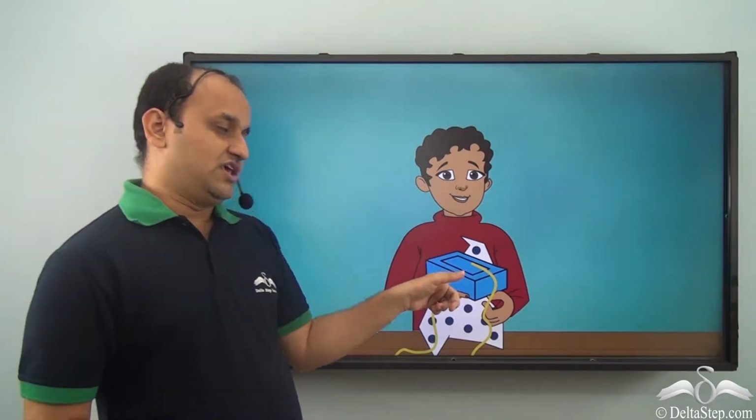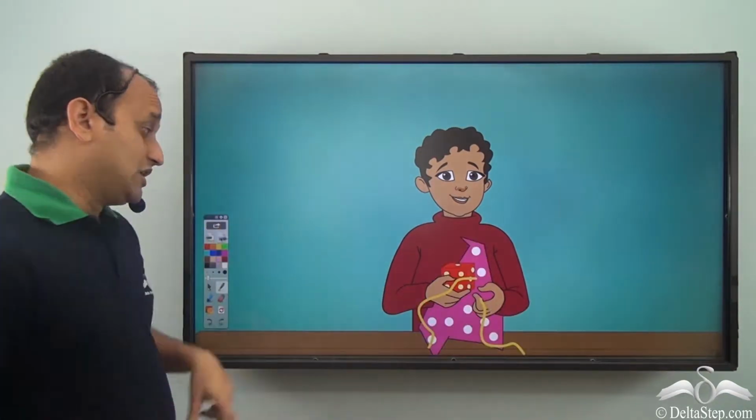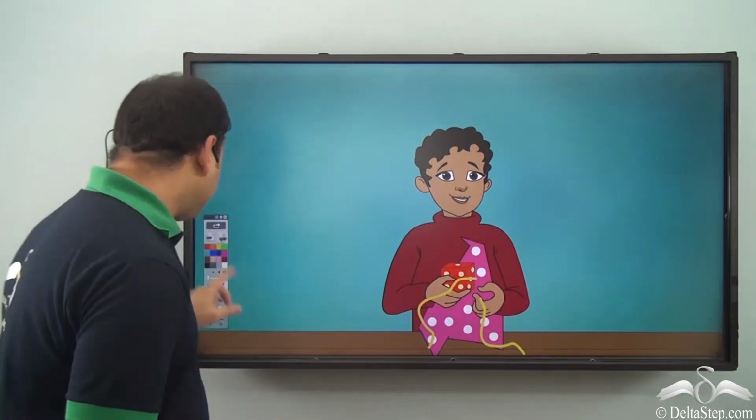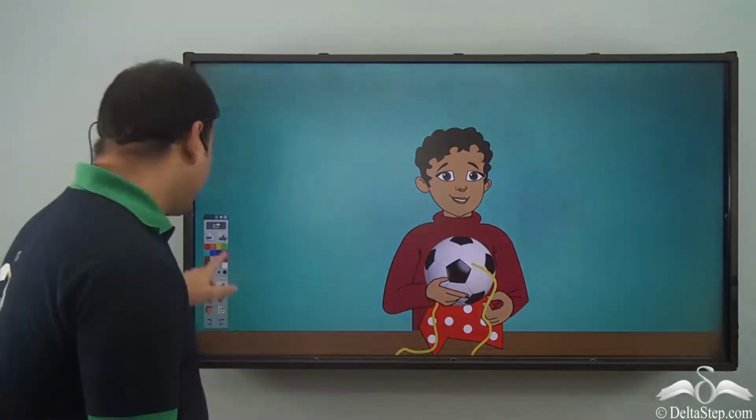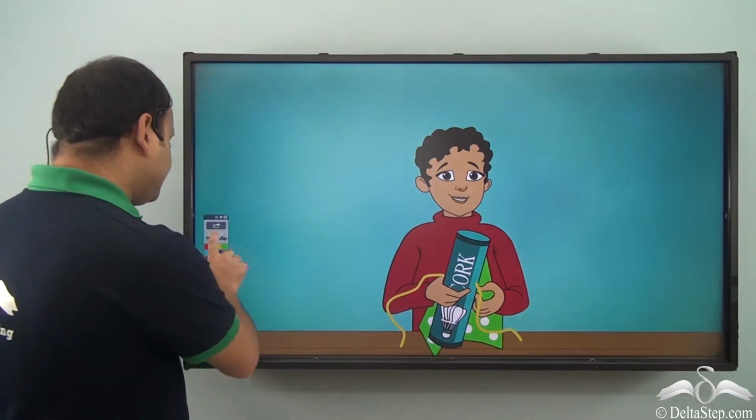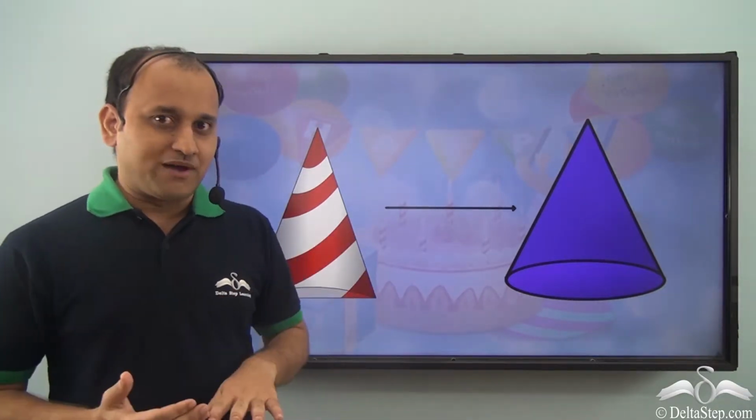So, he got a tiffin box. He also got a dice, a big dice. Then he got a football. And he also got a box of shuttlecocks. So, let's compare these things one by one.